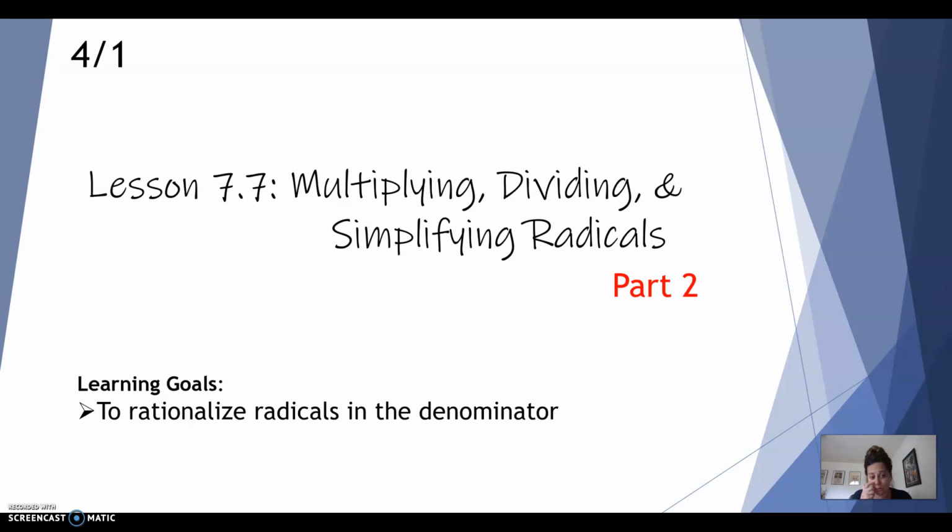So the same rules still apply of you knowing how to break down large radicals, knowing your square roots, things like that. But we're only going to focus on one thing today, and that's dealing with having a radical in the denominator of a fraction. So there is a certain process that you're going to learn today of how to get rid of the radical in the denominator.